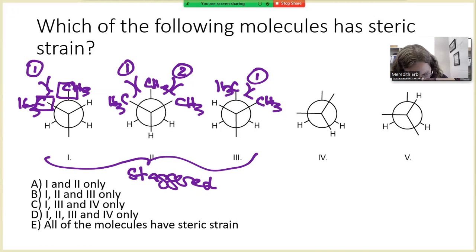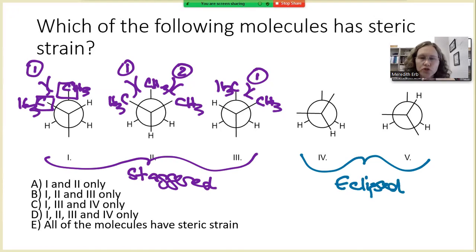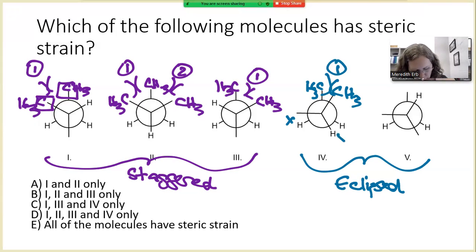Next, let's take a look at molecules 4 and 5. These are in eclipsed conformations, and eclipsed conformations can have steric strain also. And again, it's going to be when 2 groups that are not hydrogens are close to each other and creating that additional strain. So in this case, we have a methyl here and a methyl here. So this would be an example of steric strain. Okay, again, a methyl and a hydrogen, not steric strain. 2 hydrogens, not steric strain.